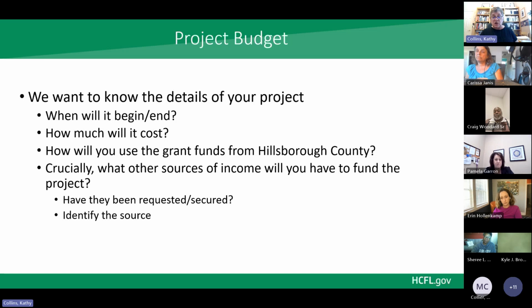We also want to know whether or not there are other sources of income. Tell us how you are going to pay for the project from other sources, if it is higher than the $5,000, or tell us how you're going to pay for it if you have to pay for it before you can get the reimbursement. So do you have classes and fees and things that you pay for, or is your board 100% contributors? We need to know how you are funding this particular project.